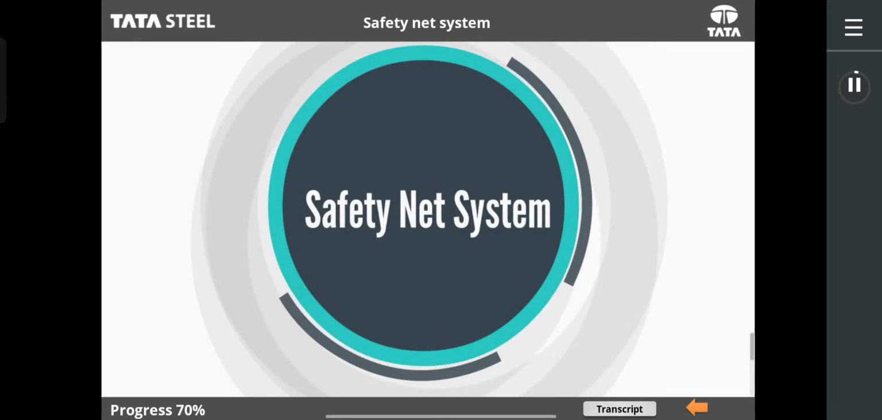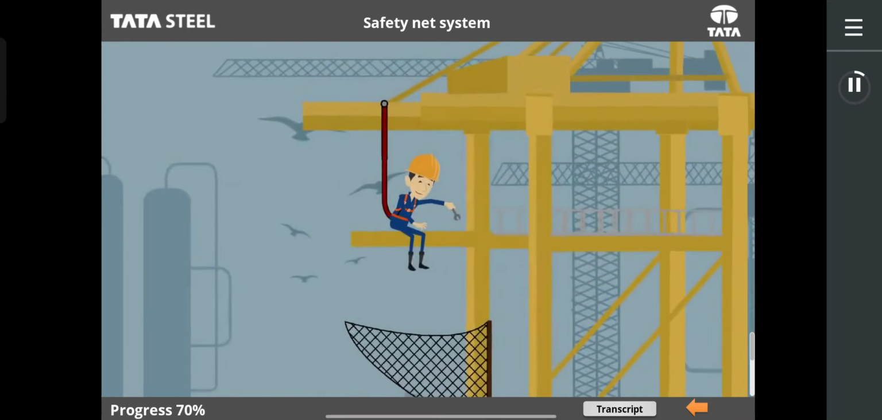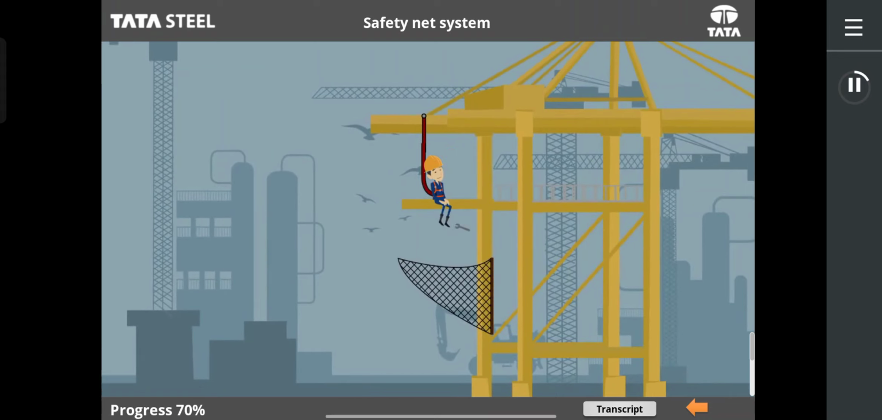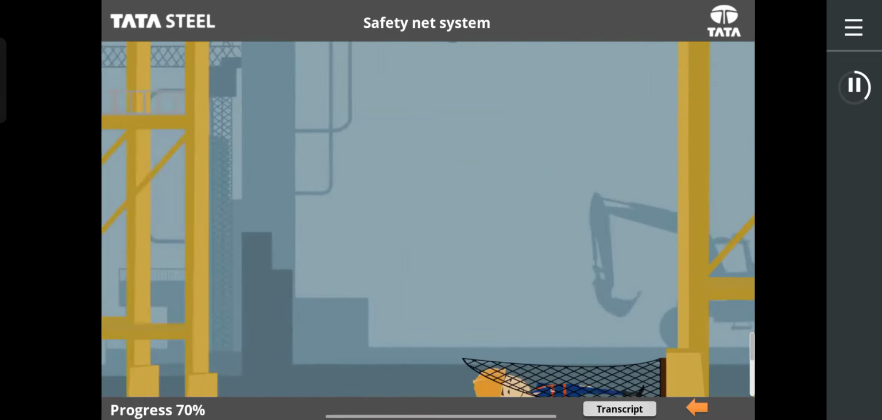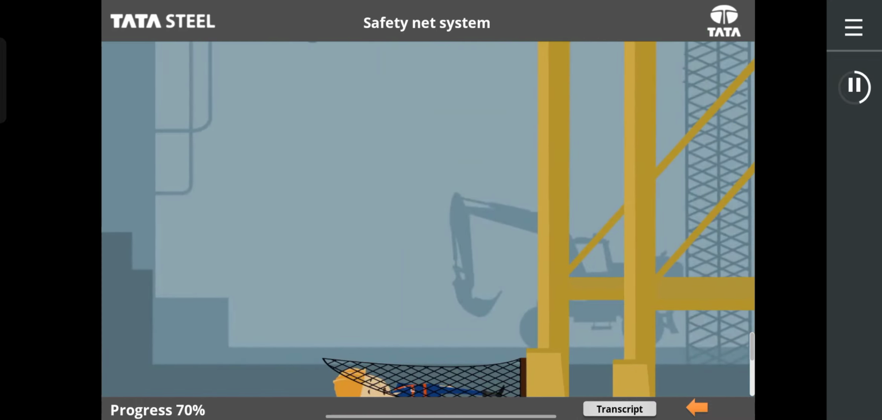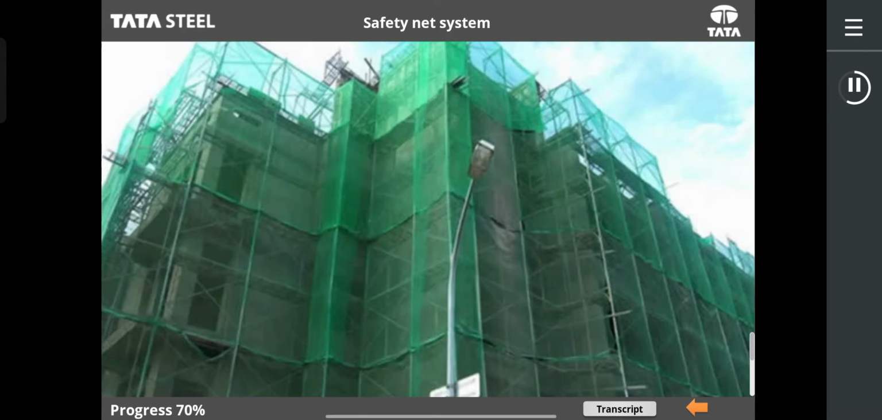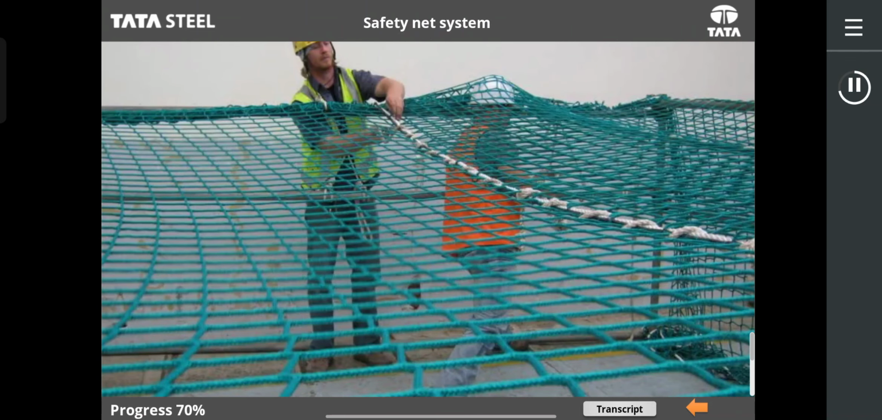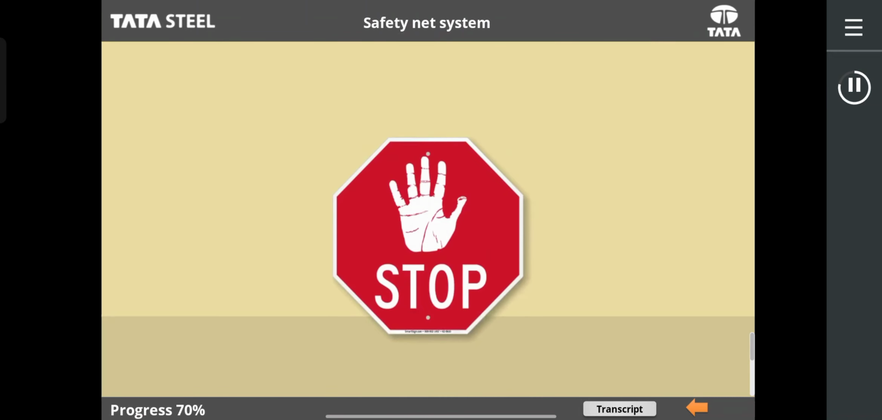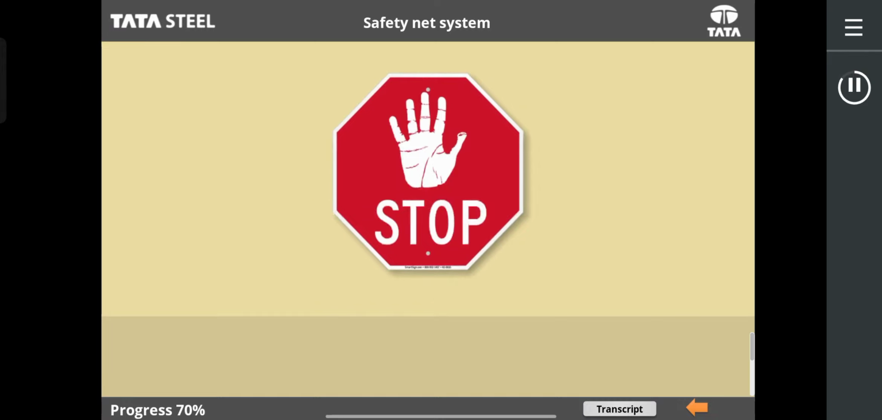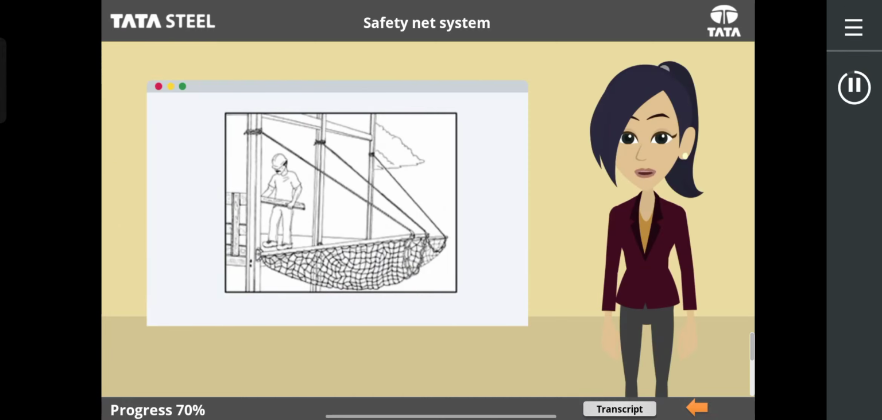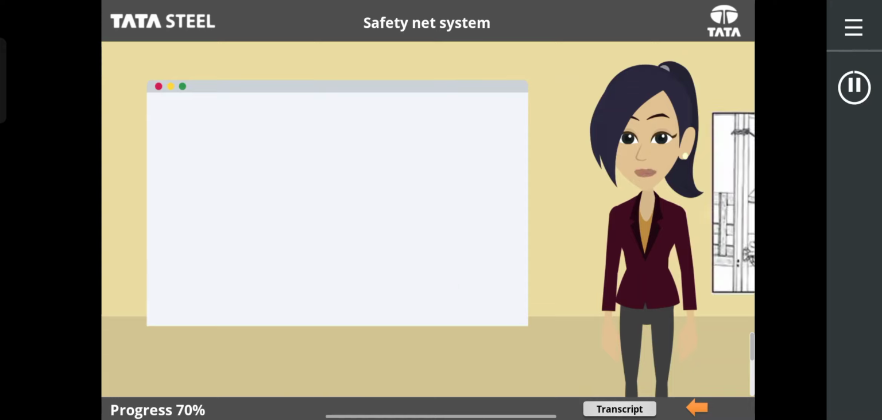Safety net system. Sugriv was working at a height when he suddenly tripped and fell. A safety net was installed, but he still struck the ground and lost his life. Why did this happen? The reason was that the safety net was not installed appropriately as per the instruction manual. These accidents can be prevented by ensuring the use of appropriate safety net systems.